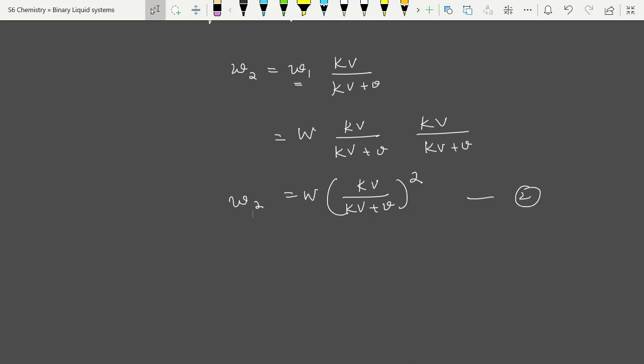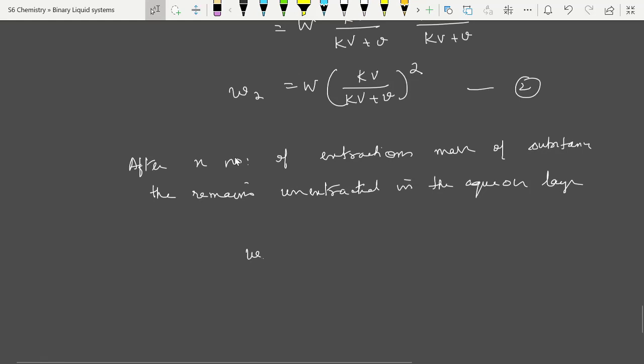So after n extractions, the mass of substance that remains unextracted in the aqueous layer, Wn, will be equal to capital W into KV divided by KV plus v, raised to n. Because here you can see after the second extraction the power was 2. So after n extractions the power of the term in the bracket will be n.